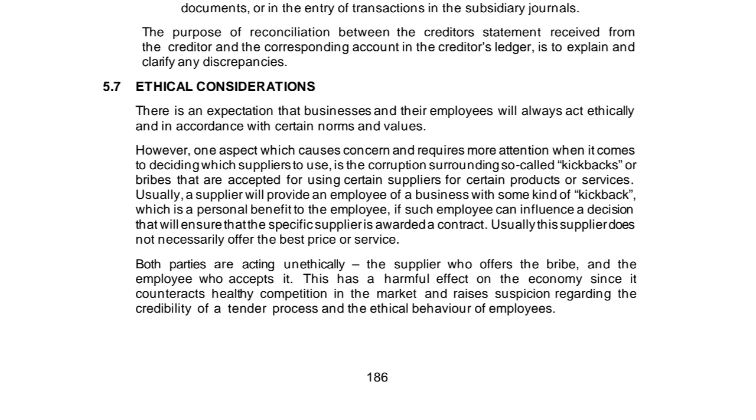The purpose of reconciliation between the creditor's statement received from the creditor and the corresponding accounts in the creditor's ledger is to explain and clarify any discrepancies.